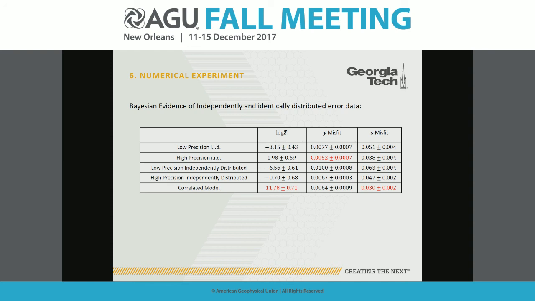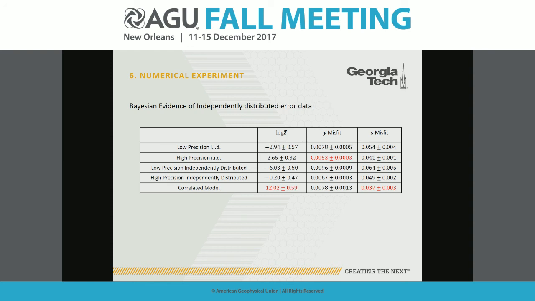Here I have five different kinds of models. It's basically IID models, ID models and correlated models. But I also changed the precision of the IID model. That means I lowered the value of sigma squared. So we will have a high precision IID model. And according to the results, we see that the correlated model receives the highest Bayesian evidence score and produces the best fit to the true underlying S value. Even though the high precision IID model also gives a very good fit to the measurement.